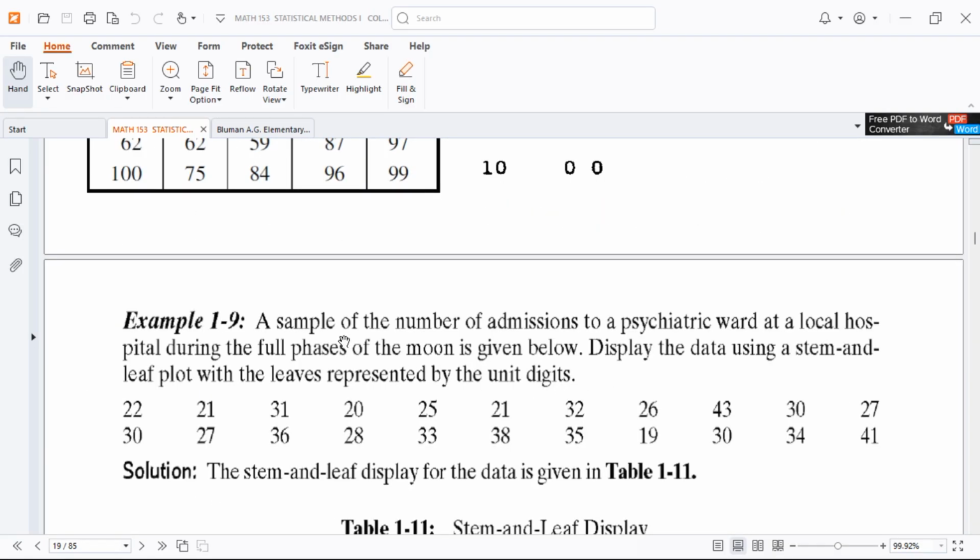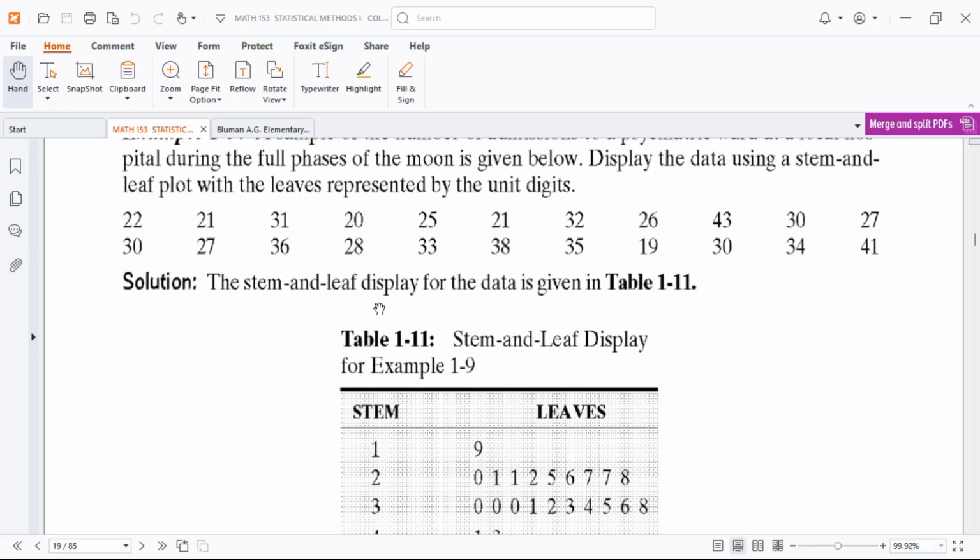It says, a sample of the number of admissions to a ward at a local hospital during a full moon is given below. Display the data using the stem and leaf plot with the leaves represented by the unit digit.